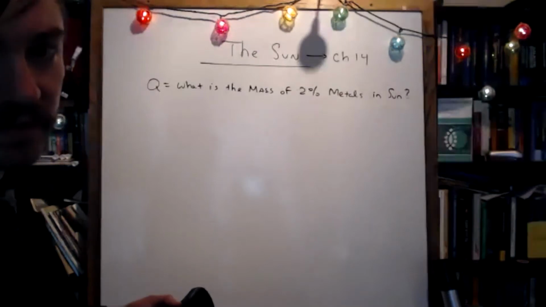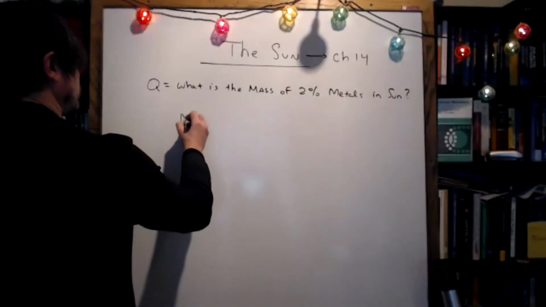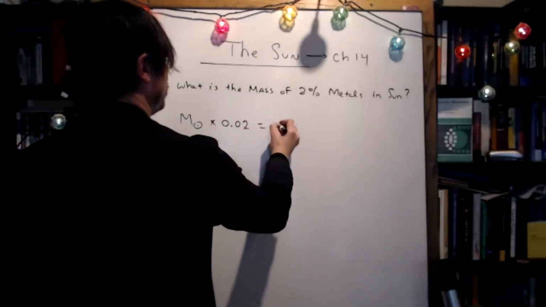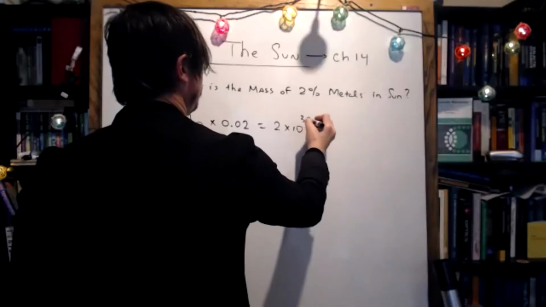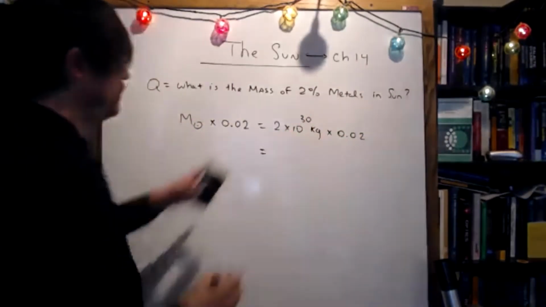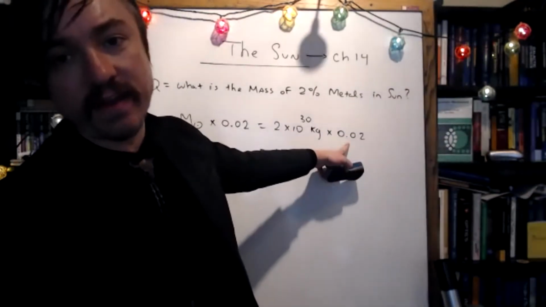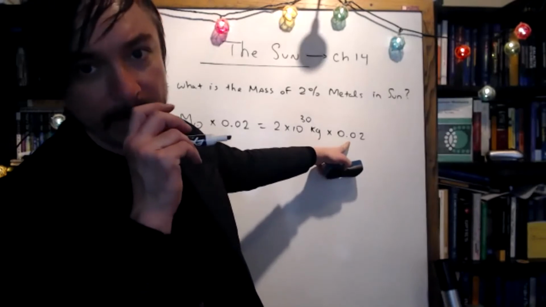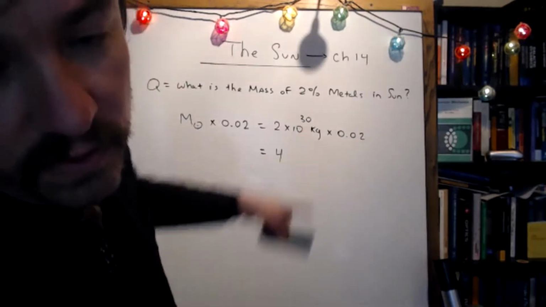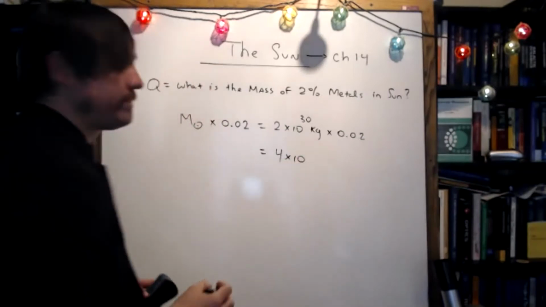Multiply the mass, which is 2 times 10 to the 30 kilograms. Exactly. That's all we've got to do. 2 times 10 to the 30. You can do this without a calculator too. What's 2 times 2? 4. What's the power of 10 there? 10 to the negative 2. What's 30 minus 2? 28.